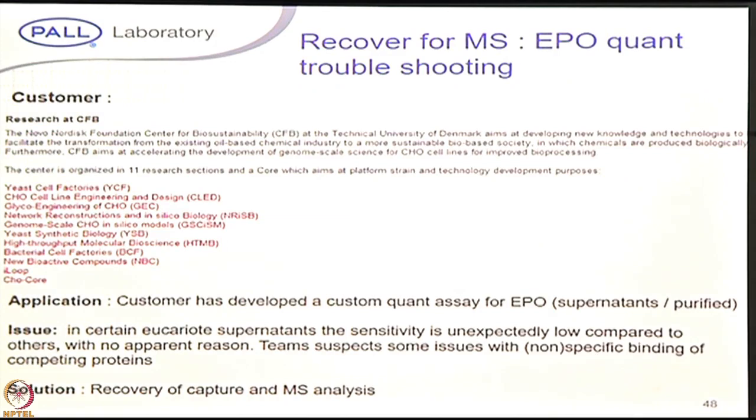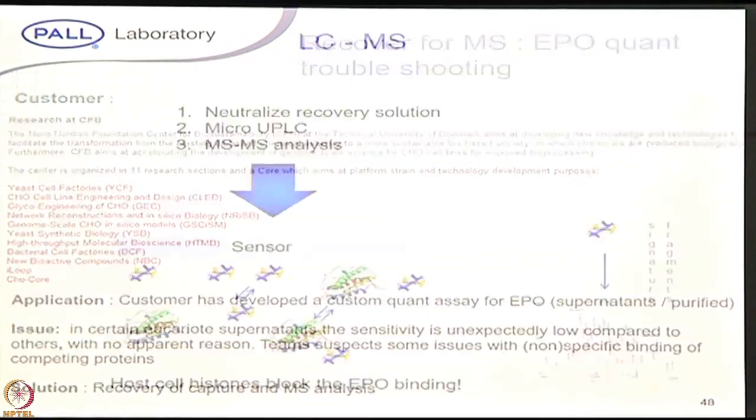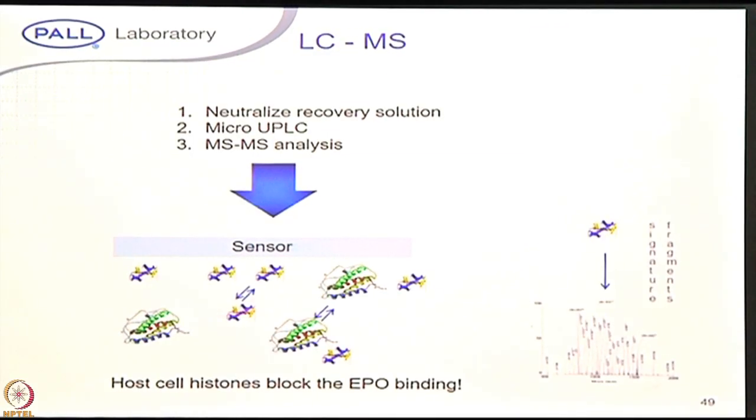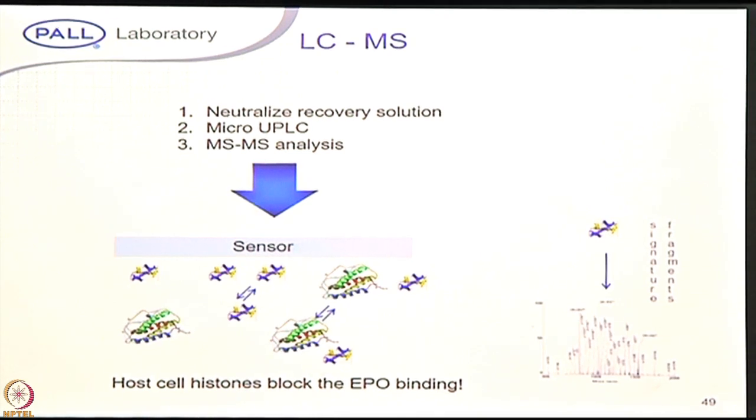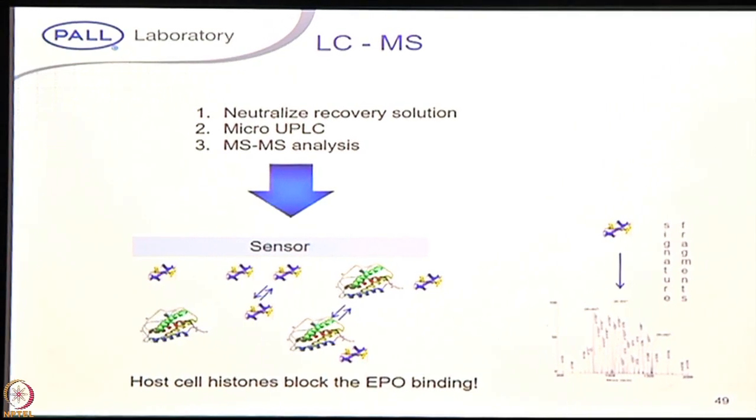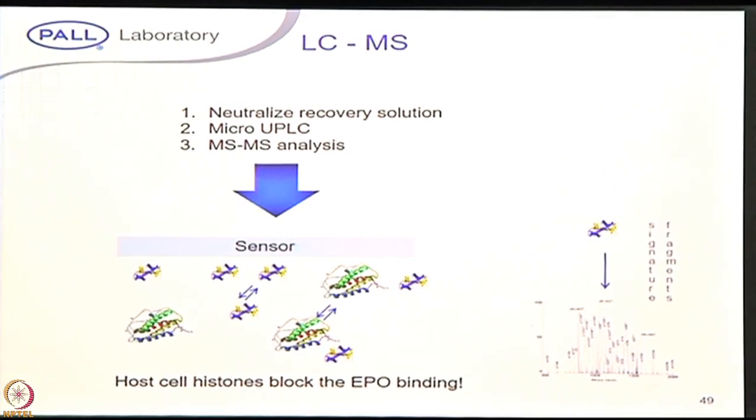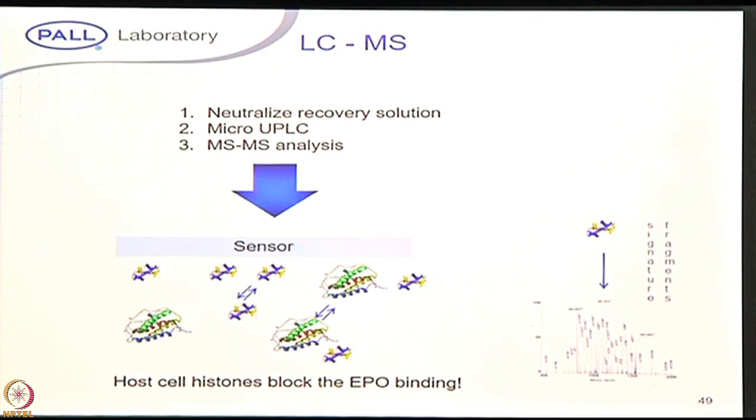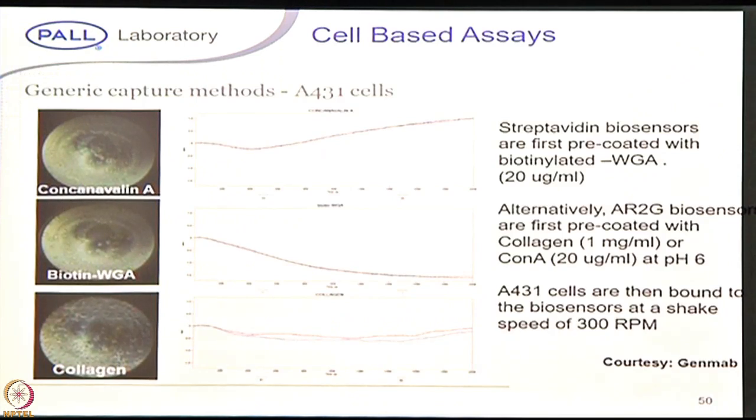So one more example is an industrial work. The erythropoietin, they were expressing at the Novo Nordisk company, where when they were doing the quantitation, they were getting a very low concentration. Then they thought about what was happening. So they identified some host cell histones blocking the EPO binding. They eluted those mixtures and performed mass spec with that. Then they identified that the protein of interest was blocking the binding of the EPO. Genmab recently has published this data.